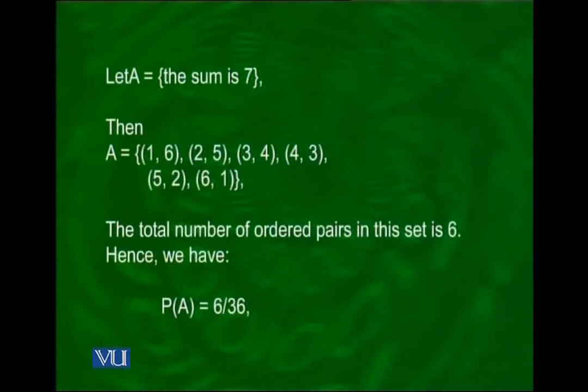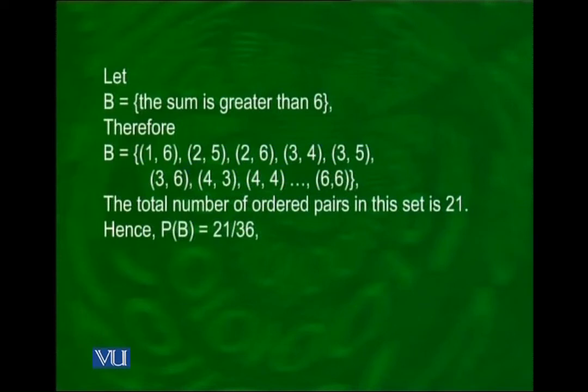और ये सब ordered pairs इसमें क्यों शामिल होंगे? इसलिए कि इनमें से किसी को भी आप उठा लीजिए, you note that the sum is equal to 7. So the total number of ordered pairs for the set A is equal to 6, and therefore the probability that the sum is 7, in other words, the probability of A is equal to 6/36.